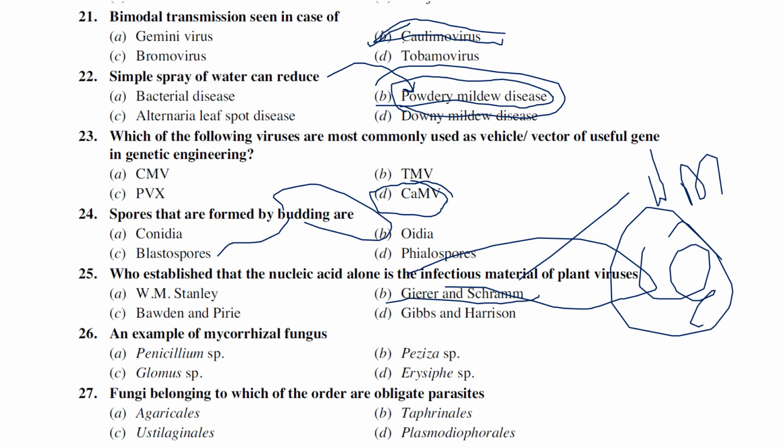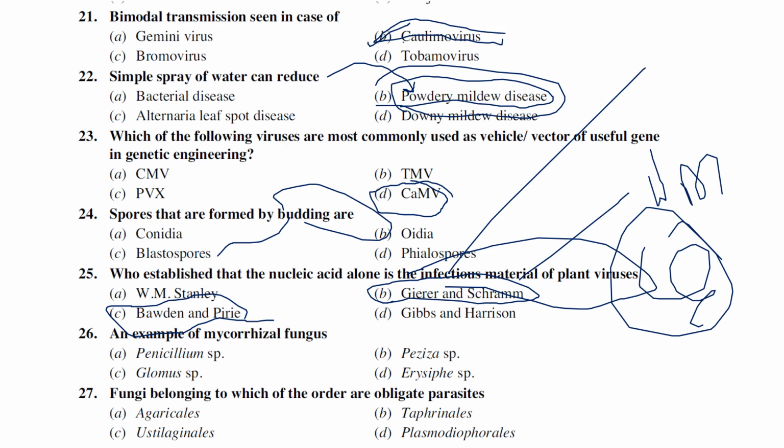So Gierer and Schramm in 1956, this question was asked in NET 2 times. Gierer and Schramm in 1956 told that nucleic acid is the infectious material of plant virus. If you see here, Bawden and Pirie also made the greatest contributions. They called a virus a nucleoprotein, which means a combination of a nucleic acid and a protein. They gave this nucleoprotein concept in 1936.